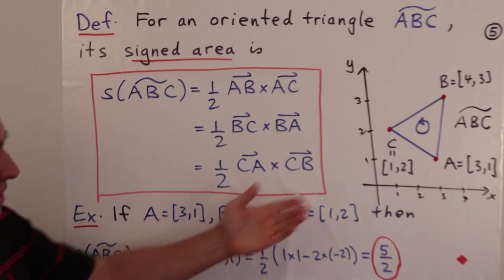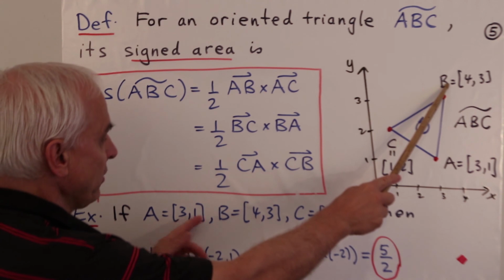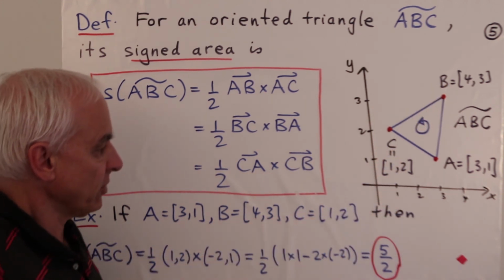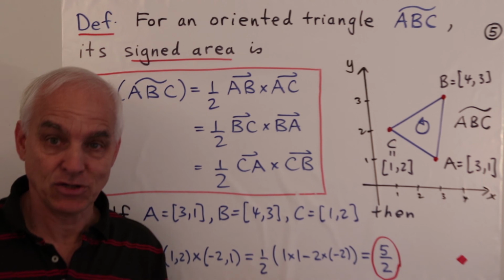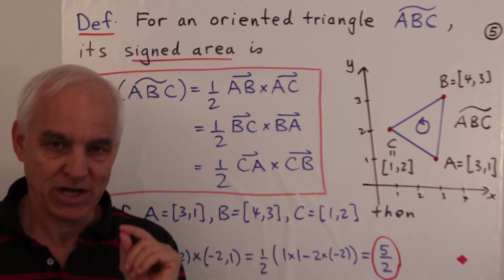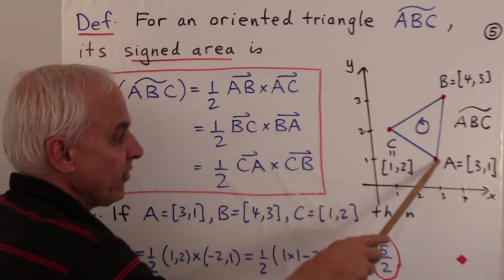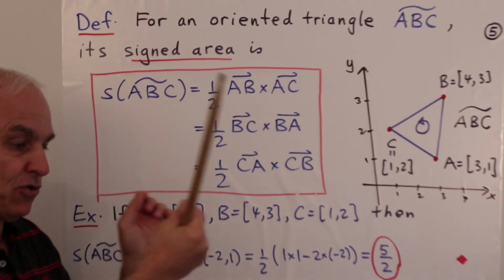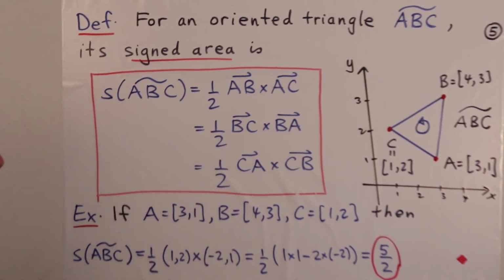So for example, here is an oriented triangle ABC. A is the point 3, 1, B is the point 4, 3, C is the point 1, 2. Then what is the signed area of ABC? Well, we can use any one of these three to make the calculation. The previous theorem tells us we're going to get the same answer whichever one we use. So let's use the first one, say AB cross AC. We have to find those two vectors, which are relative positions, and then take their cross product.